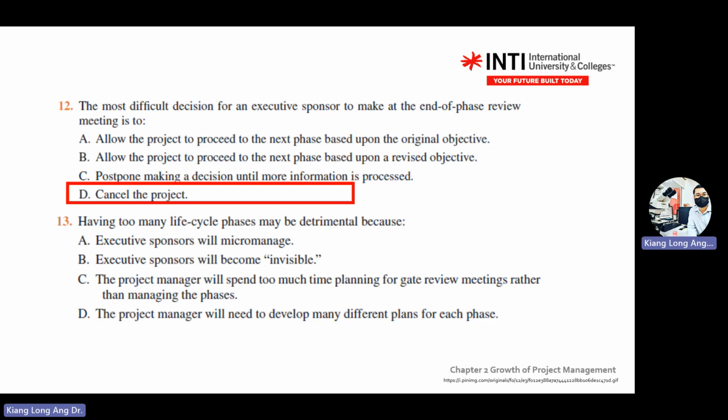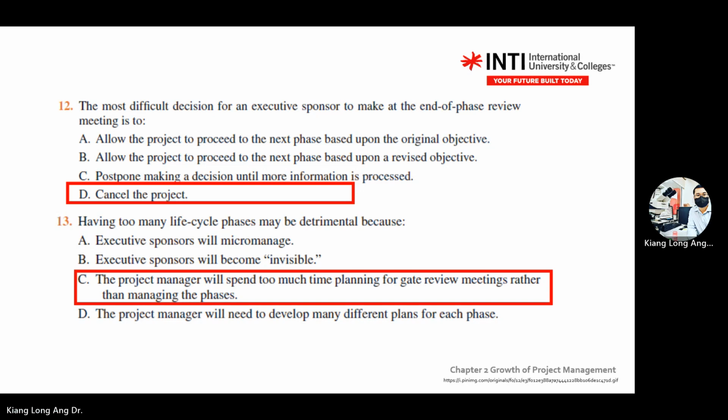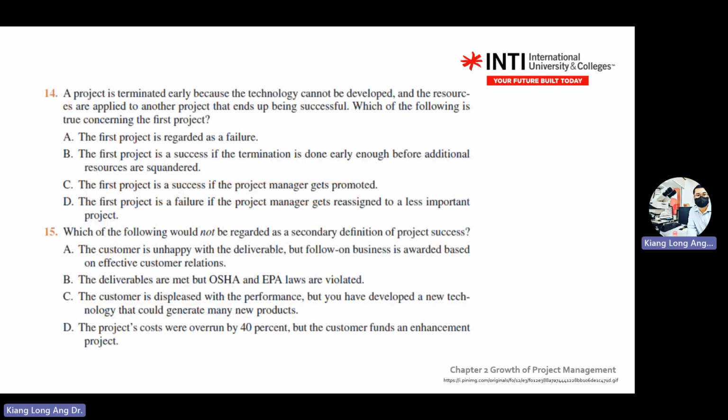Okay, having too many life cycle phases may be detrimental because project managers spend too much time planning and holding review meetings rather than managing the phases. Okay. Number 14. A project is terminated early because the technology cannot be developed and resources are applied to other projects that end up being successful. Which of the following is true concerning the first project?